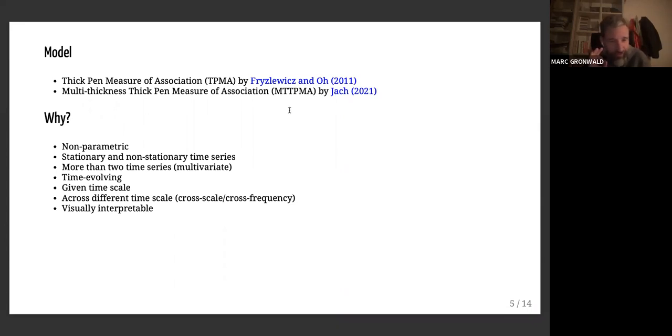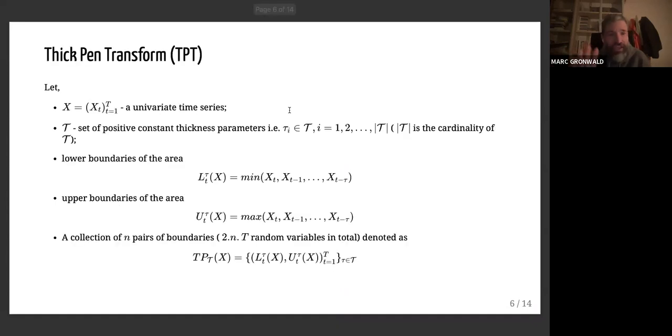The following bullet points describe the method. It's a non-parametric method, and it can be used for stationary and non-stationary time series. We can analyze two series, or a multivariate setting with more than two. We can capture time varying results, and we can also look at different time scales. It's a purely visually interpretable method, so we can produce a lot of really beautiful graphs using this. I do have two slides with some mathematical details here, but in this short presentation, I would like to just briefly show those.